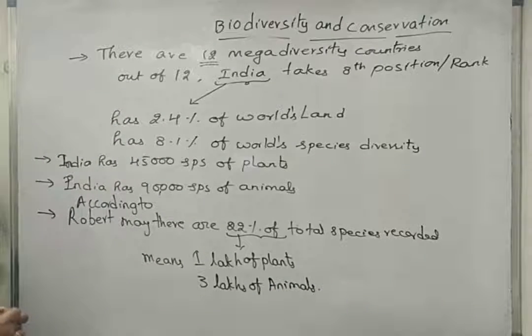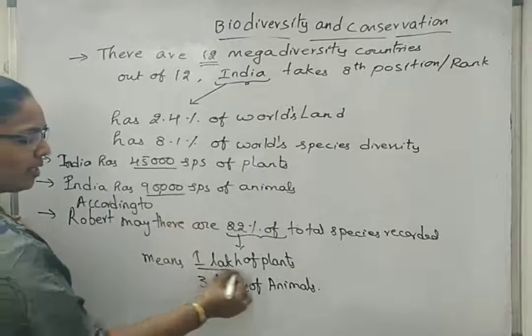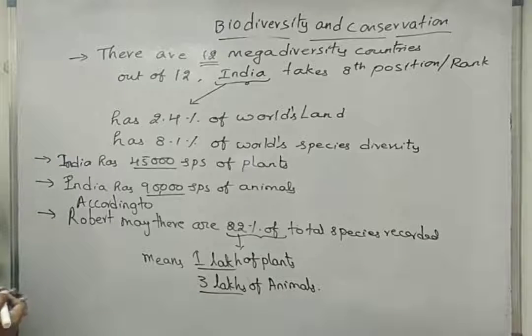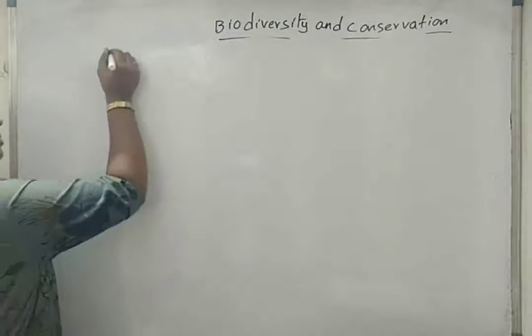These are some of the important measurements and points regarding the pie chart percentages, and different percentages when we compare India with the world, and also when we compare different types of organisms in their numbers. Likewise, 45,000 here, 90,000 here, 1 lakh here and 3 lakhs here. Not only the percentages, but the numbers are also very important. Next topic is biodiversity patterns.